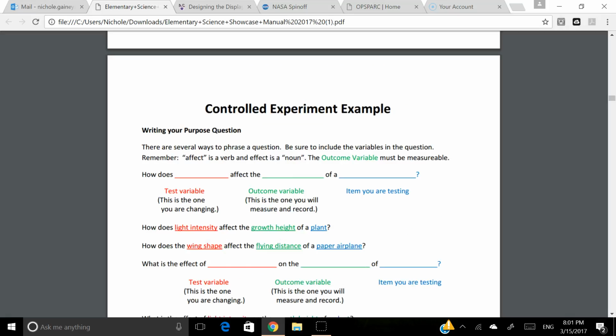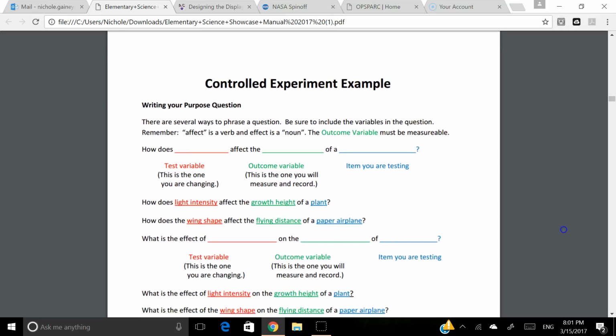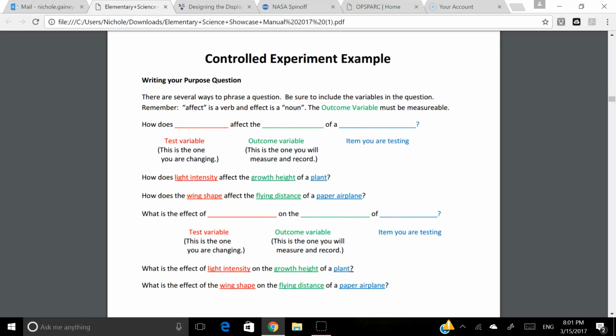So that is the first step, developing your question. And you can see here some guidance in developing the question. You're looking at, what is it that you're going to be testing? So again, today's question that we explored was, how does wingspan affect the distance of a paper airplane?